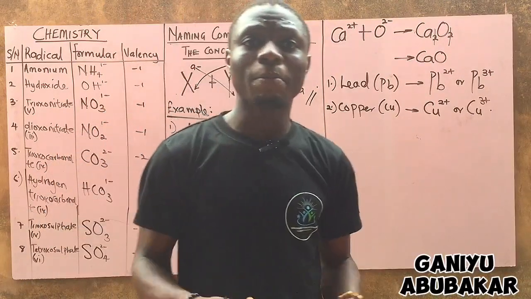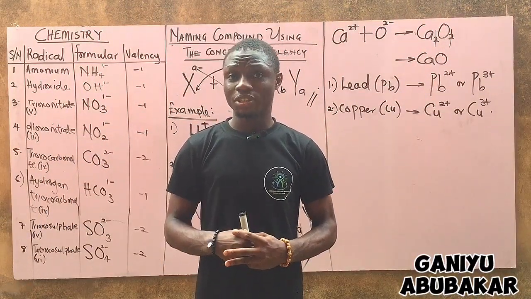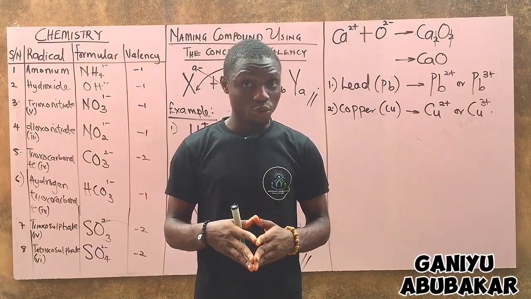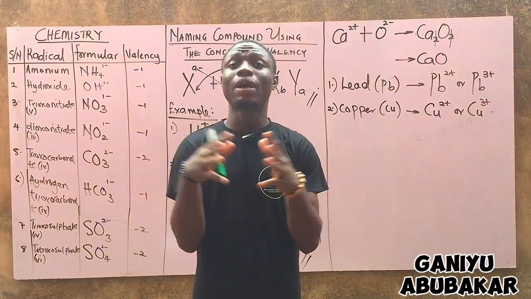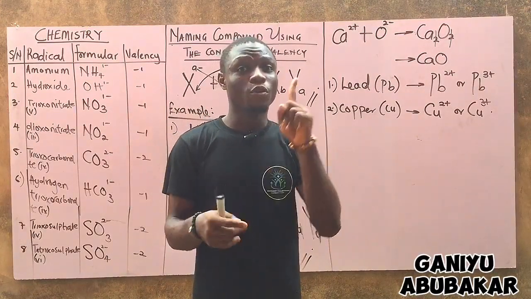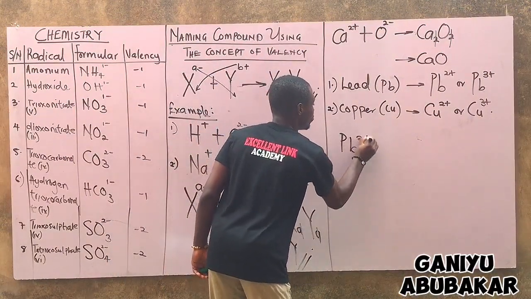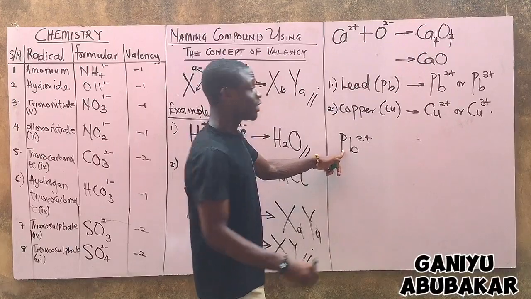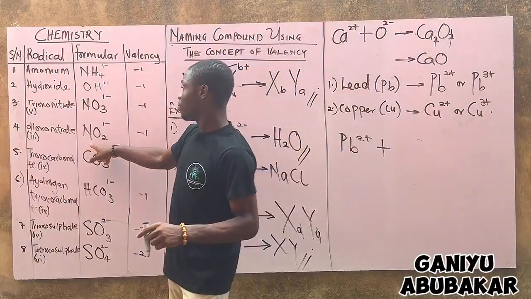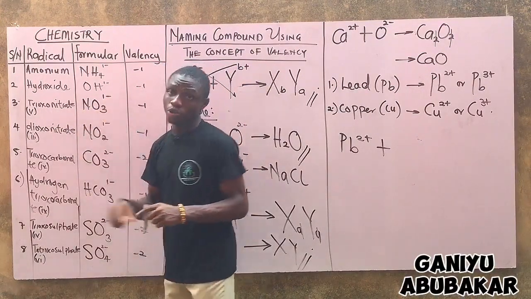So let's say I'm giving an example. Write lead 2 trioxonitrate 5. If I want to write the compound of lead 2 and trioxonitrate 5, they combine to form a compound. So I'm having lead 2, that's Pb2 plus. Next up, trioxonitrate 5. I gave a radical here. So trioxonitrate 5 is NO3 with a 1 minus charge.